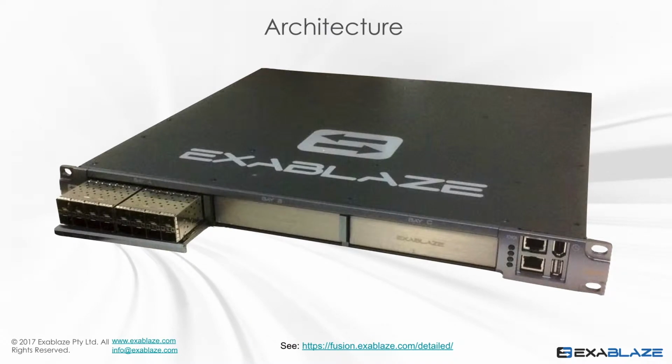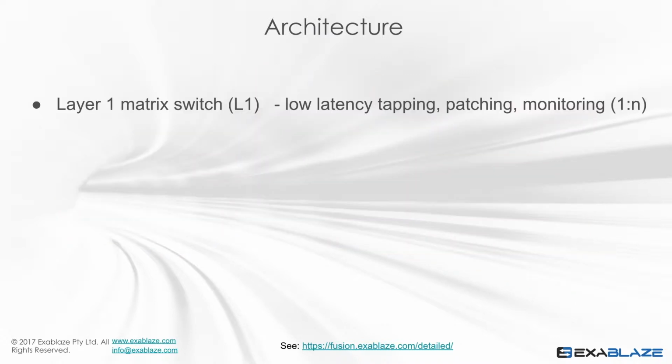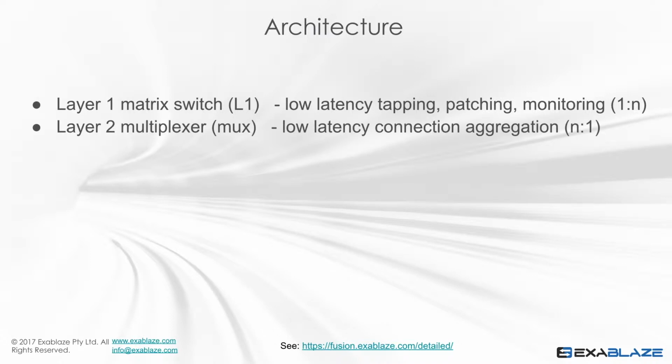To begin with, we will discuss the architecture of the ExaLINK Fusion product series. The ExaLINK Fusion is a modular platform that can be configured in a number of different ways. It can operate as a layer 1 matrix switch, which provides low latency tapping, patching, and monitoring function in a 1-to-n manner. It can also implement layer 2 multiplexing functions, such as low latency connection aggregation, in an n-to-1 manner.